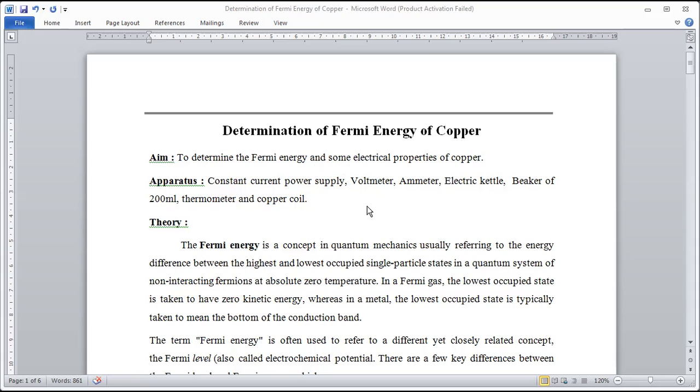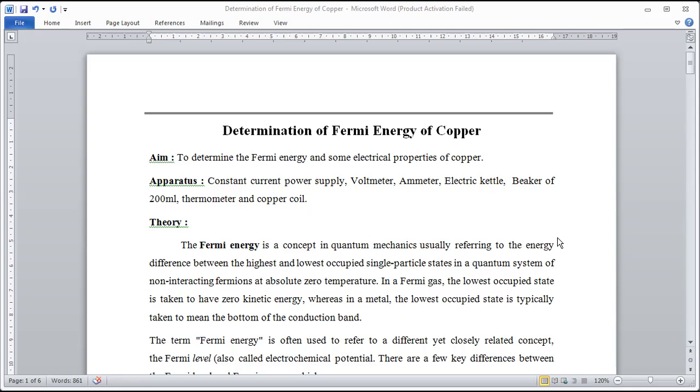The apparatus required for this experiment: we need a constant current power supply, a voltmeter, an ammeter, an electric kettle, a beaker of 200 ml, a thermometer, and a copper coil. So these are the simple equipment needed to measure the Fermi energy of copper.